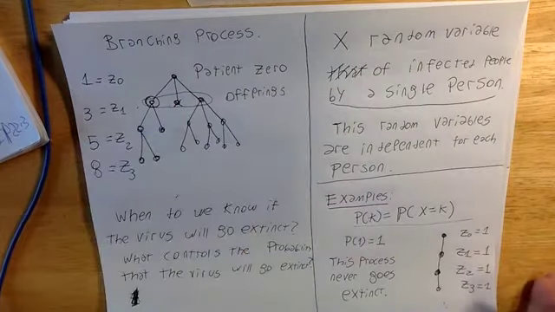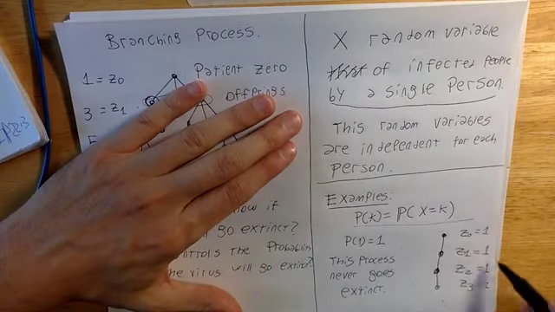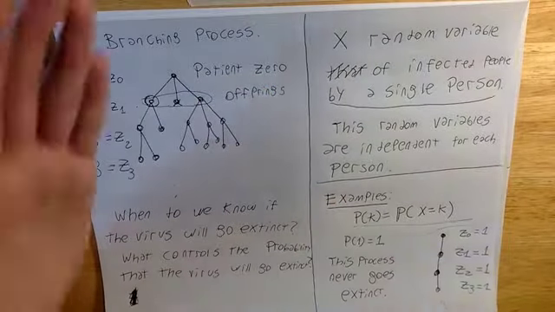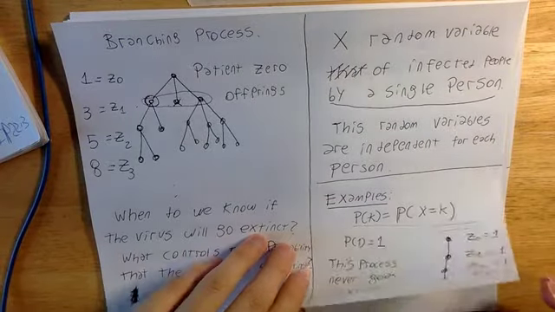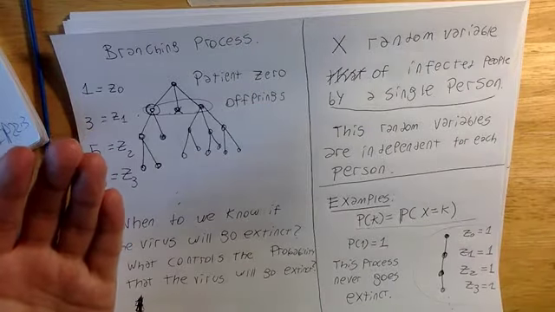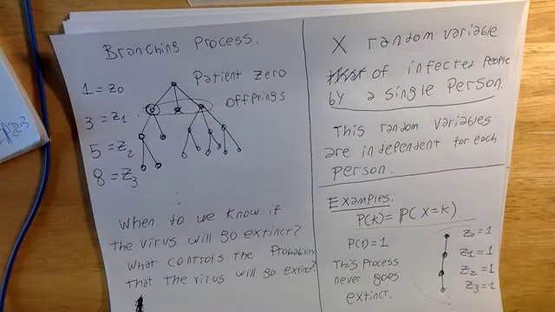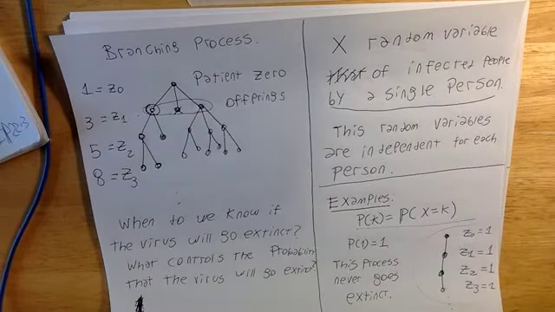This is a really simplistic thing, but it gives you an idea that this process is on the border between getting extinct and not getting extinct. If the expected value of x is less than 1, so the probability that you infect more than one person is less than 1/2, and it is more likely that you infect less than one person, then we expect that the process goes extinct.